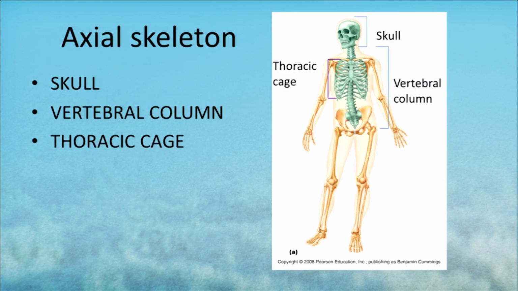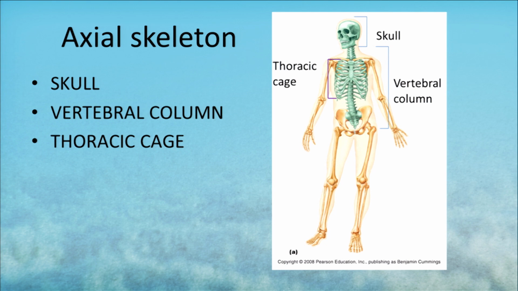The human skeleton includes 206 bones for an adult. Rather than cover 206 bones independently, it's convenient to break up the skeleton into the axial and appendicular divisions. This lecture covers the axial division, which includes the skull, the vertebral column, and the thoracic cage.